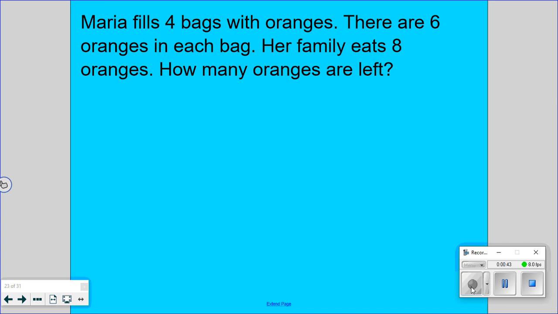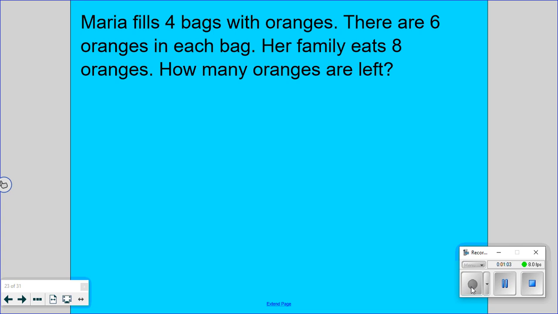All right, this problem reads, Maria fills 4 bags with oranges. There's 6 oranges in each bag. Her family eats 8 oranges. How many oranges are left? What is our answer sentence? I should see lots and lots of hands.